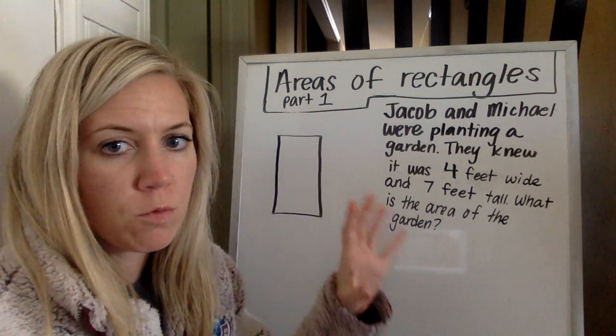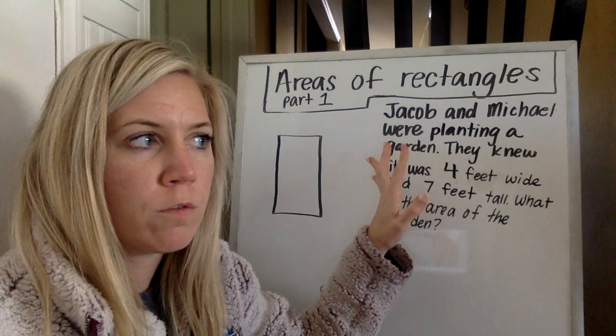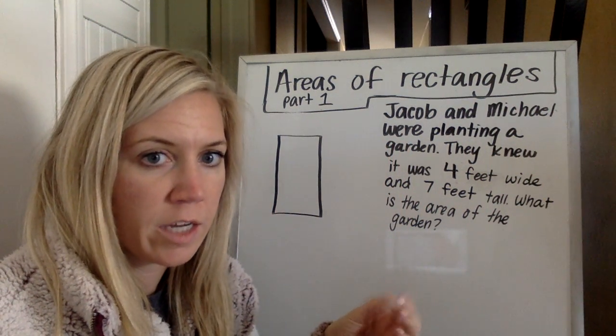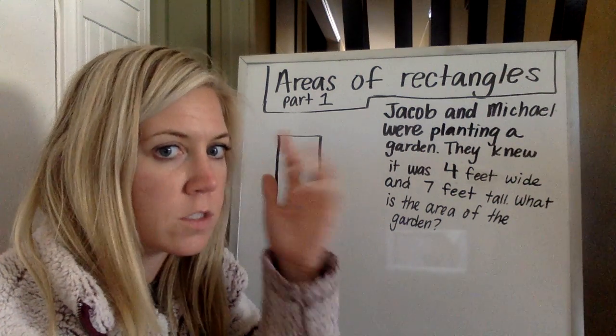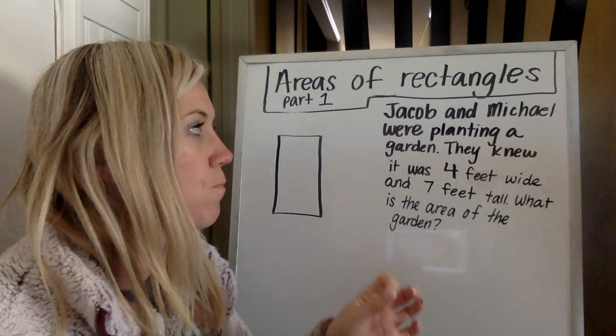So I started out with a word problem, but before we even review that, I want to go over that area has square units unless it has a unit of measurement tied along with it. So just keep that in mind. It's a square unit unless it has a specific unit of measurement.